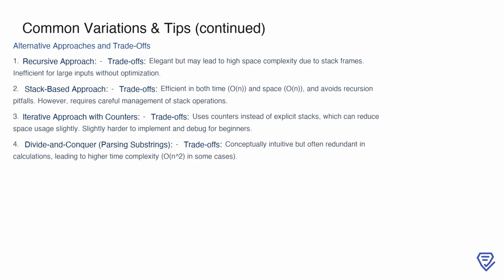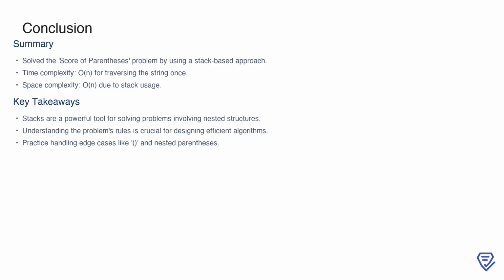Lastly, the divide and conquer method involves parsing substrings, which can be conceptually intuitive. However, it often leads to redundant calculations, pushing its time complexity to O(n²) in some cases. Each approach has its strengths and weaknesses, so understanding their trade-offs is essential for choosing the best solution for a given context. Great job! We've explored the score of parentheses problem, discussed an efficient solution, and highlighted key takeaways.